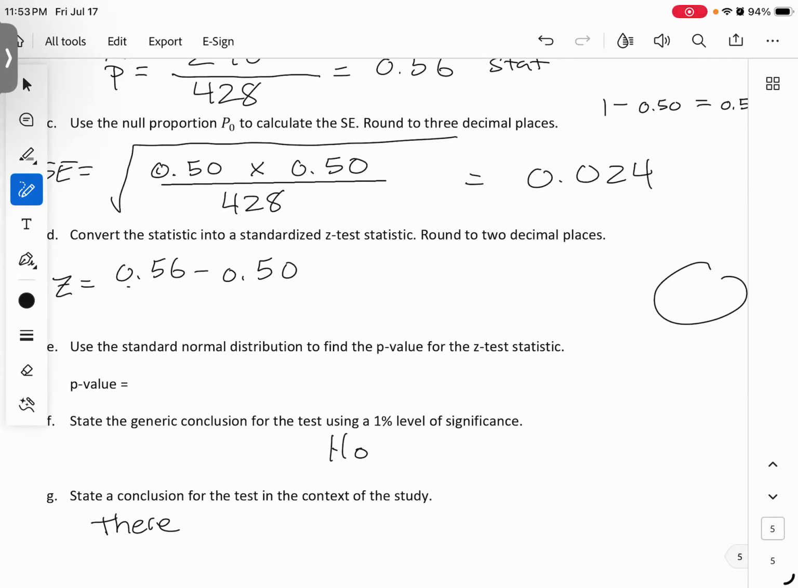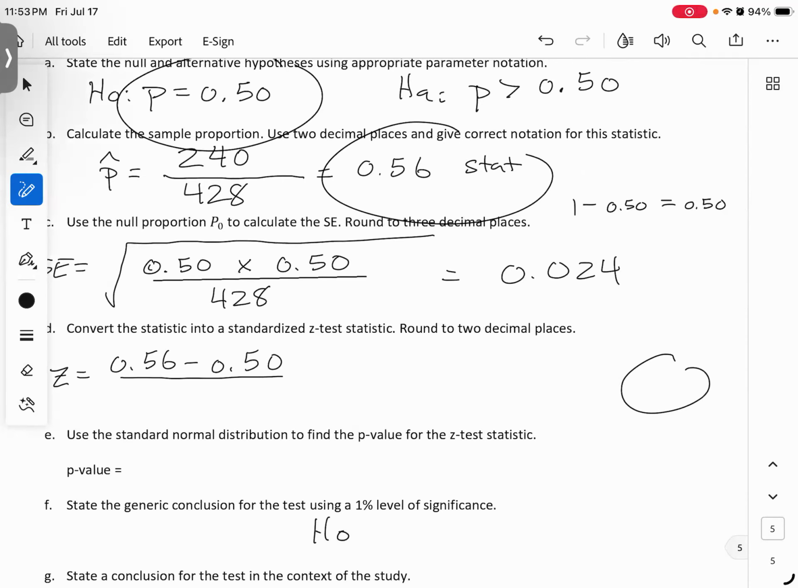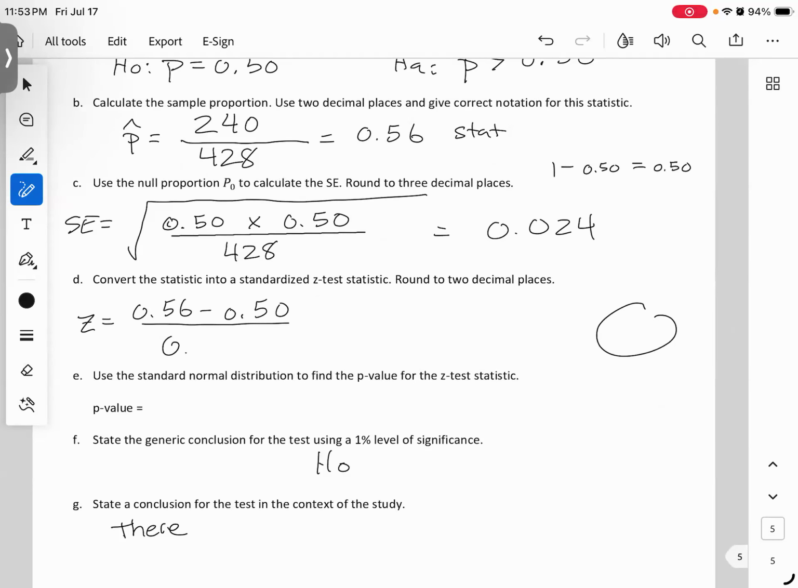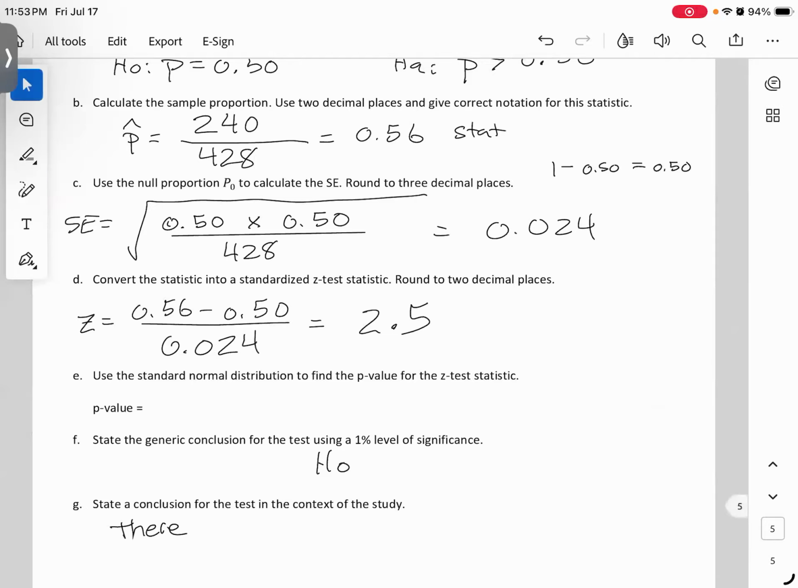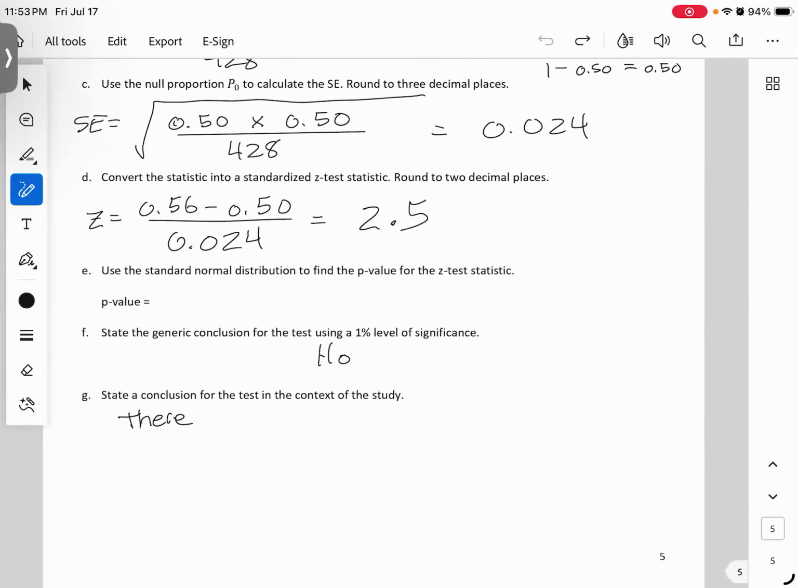And then we're going to take our statistic minus the null. So again, there's our statistic, there's our null value. Then we've got our standard error that we just got a few moments ago. And this should get you 2.5. And again, I hope right now everybody feels totally okay with the subtraction and division there to get that 2.5.